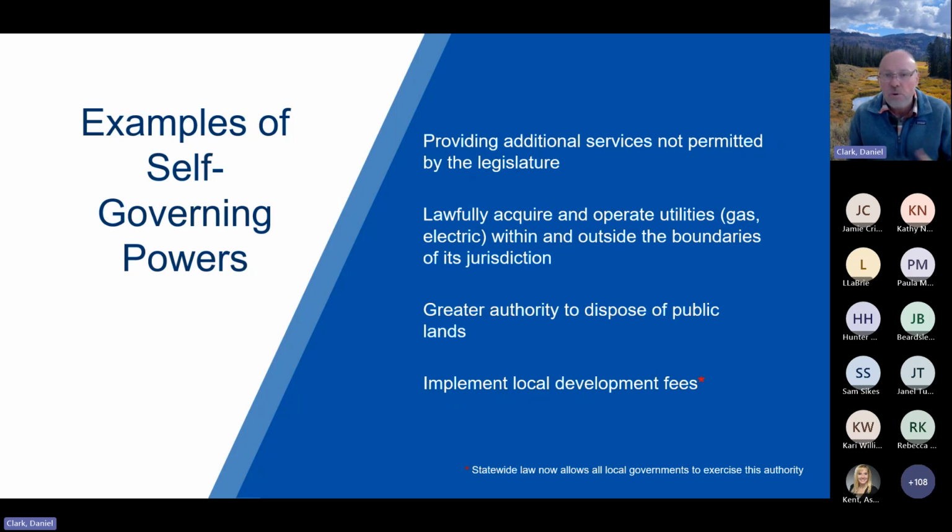And the legislature then moved forward and said, well, why don't we make this available for all municipalities and counties in the state? So that's one of the things that happened. Lawfully acquire and operate gas or electric utilities. That's not something that a local government has the authority in the law to do. So those that do operate gas or electric utilities have self-governing powers, and have exercised that self-governing authority and said, we're going to create these local utilities.